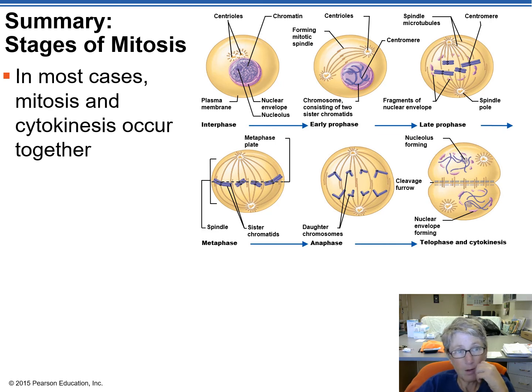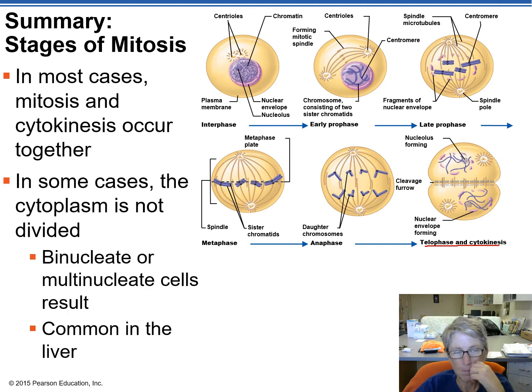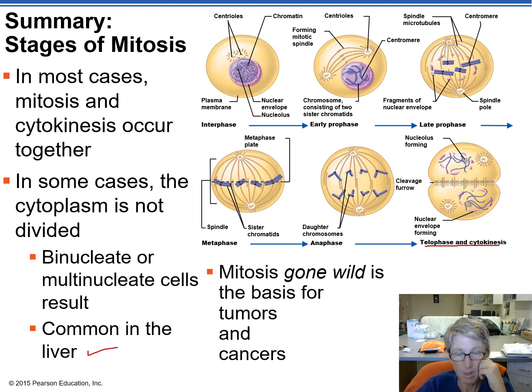Yep, and here's the whole thing. In most cases, mitosis and cytokinesis occur together. So they usually say telophase, which is the last stage in mitosis, and cytokinesis usually occur together. In some cases, the cytoplasm doesn't completely divide. This is commonly seen in liver cells. Kind of interesting.